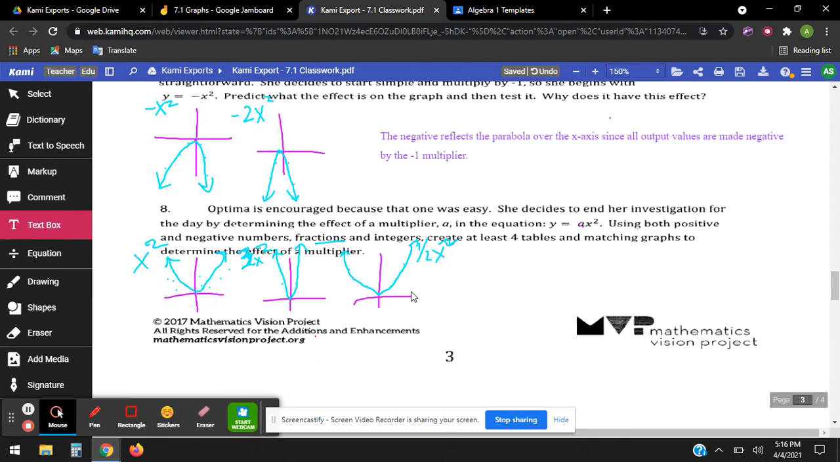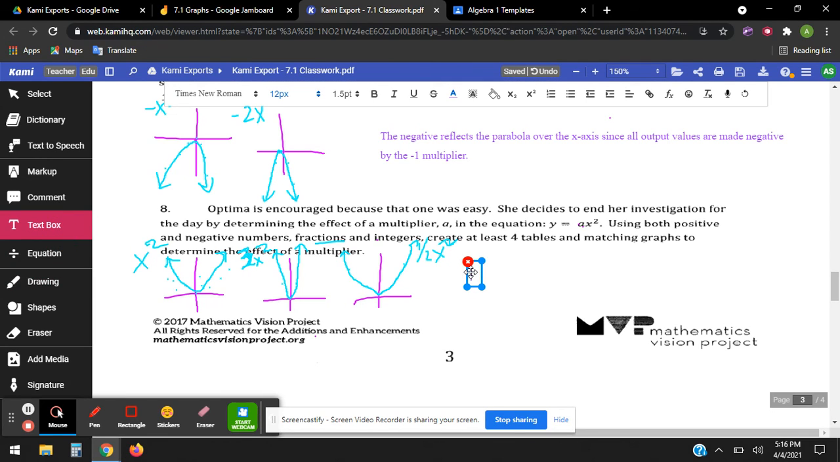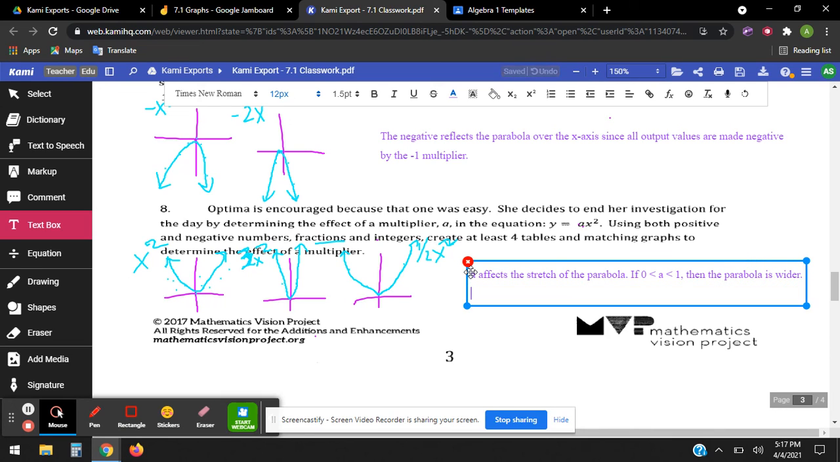So to conclude on here, A affects the stretch of the parabola. If 0 is less than A, which is less than 1, so it's a fraction. If A is a fraction, then the parabola is wider.